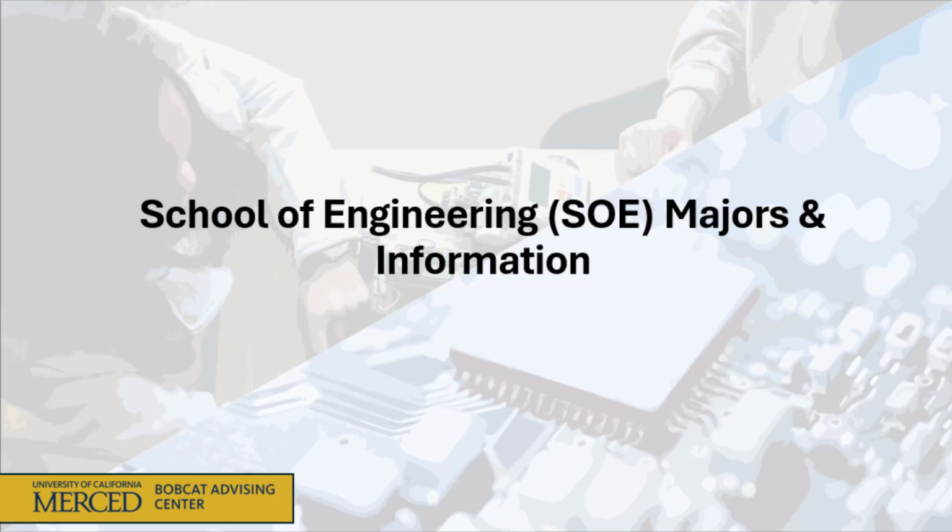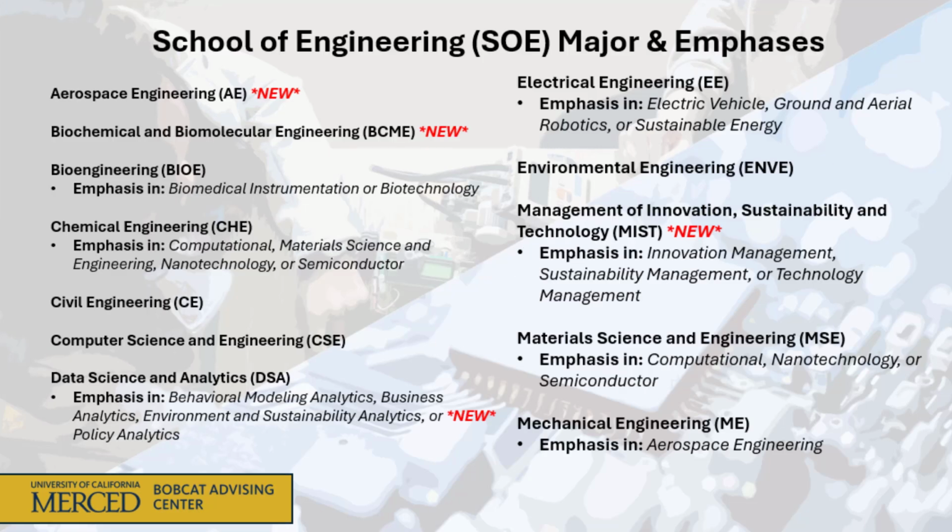Before we keep moving forward, you may hear us or see the term SOE. All this means is that SOE is the School of Engineering. Now, on screen here, you will see all of the different majors that the School of Engineering offers. I won't read all of them, but it is important to note that there are 3 new majors, specifically Aerospace Engineering, AE, Biochemical and Biomolecular Engineering, BCME, and Management of Innovations, Sustainability and Technology, or MIST. Know that some of our majors do have emphases that you can declare as part of your major. Some emphases are only optional, and some of them are mandatory based on your major.